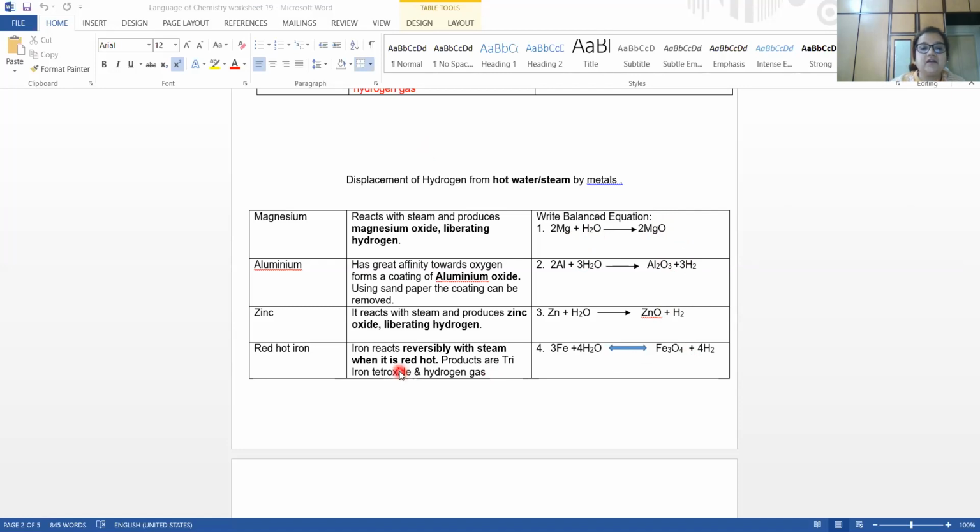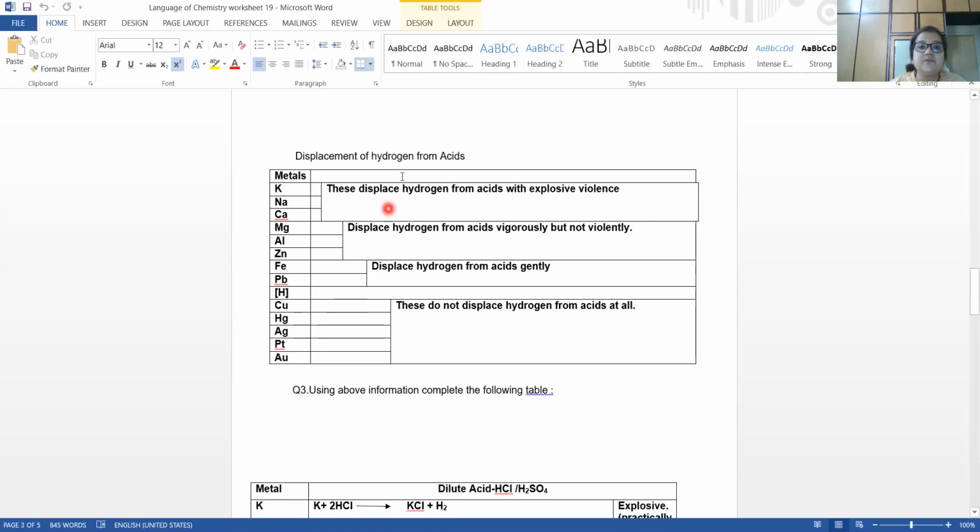And another metal is there which reacts reversibly with steam, and that is iron when it is red hot. This forms a mixed oxide Fe3O4, that is FeO and Fe2O3 gives you Fe3O4, tri-iron tetroxide, right? And this is the balancing for that equation. So right now itself you start practicing.